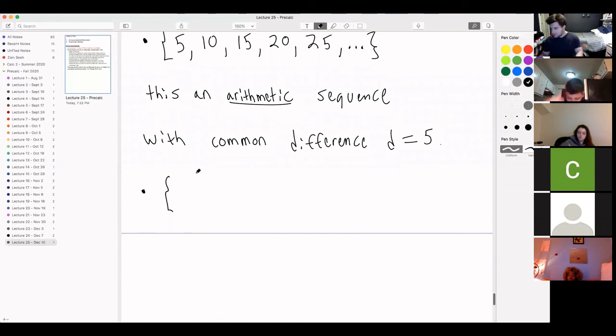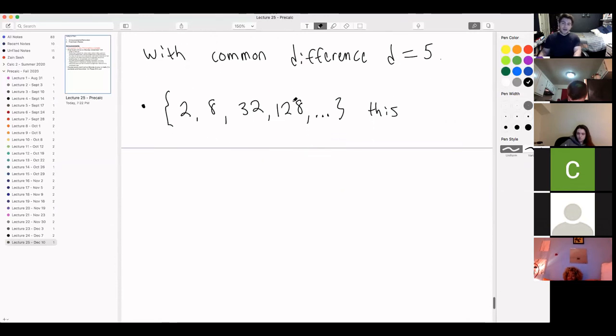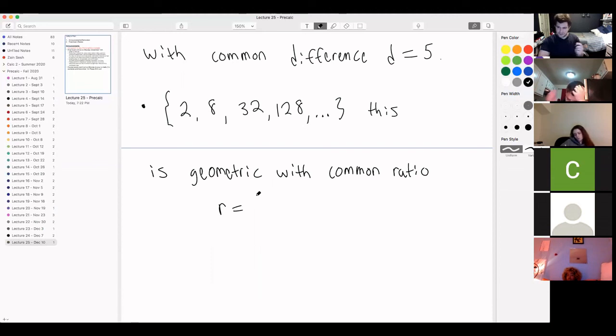Let's do a geometric one. So 2, 8, 32, 128, and so on forever. Well, divide a term by its previous term. 128 divided by 32 is actually 4. 32 divided by 8, also 4. 8 divided by 2, also 4. They're all 4. So this is definitely geometric with a common ratio. And the common ratio is just going to be that number you got from all of the divisions. So it's 4. Okay.